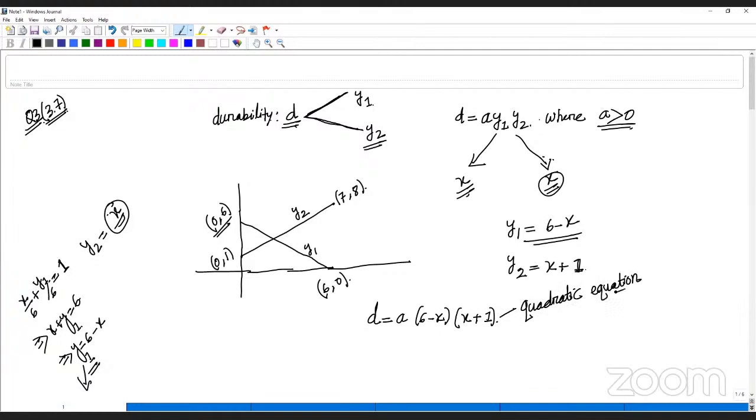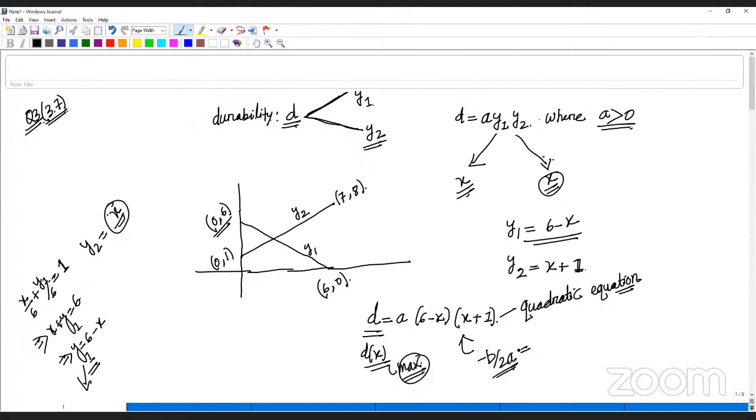Now you want to know at which point the value of the function is maximum, right? This d is maximum at the vertex of x. We have to find the vertex. This will give you the maximum at minus b by 2a, right? Here a is multiplied with this x, so a is here.